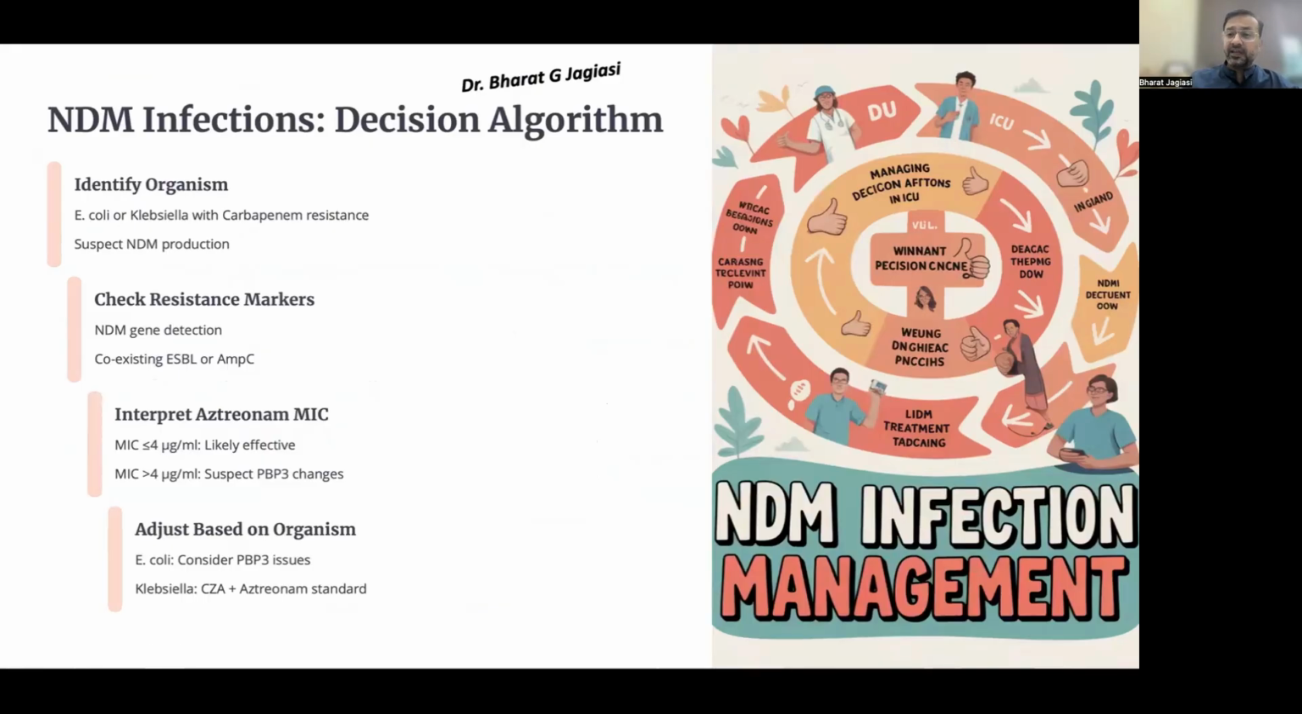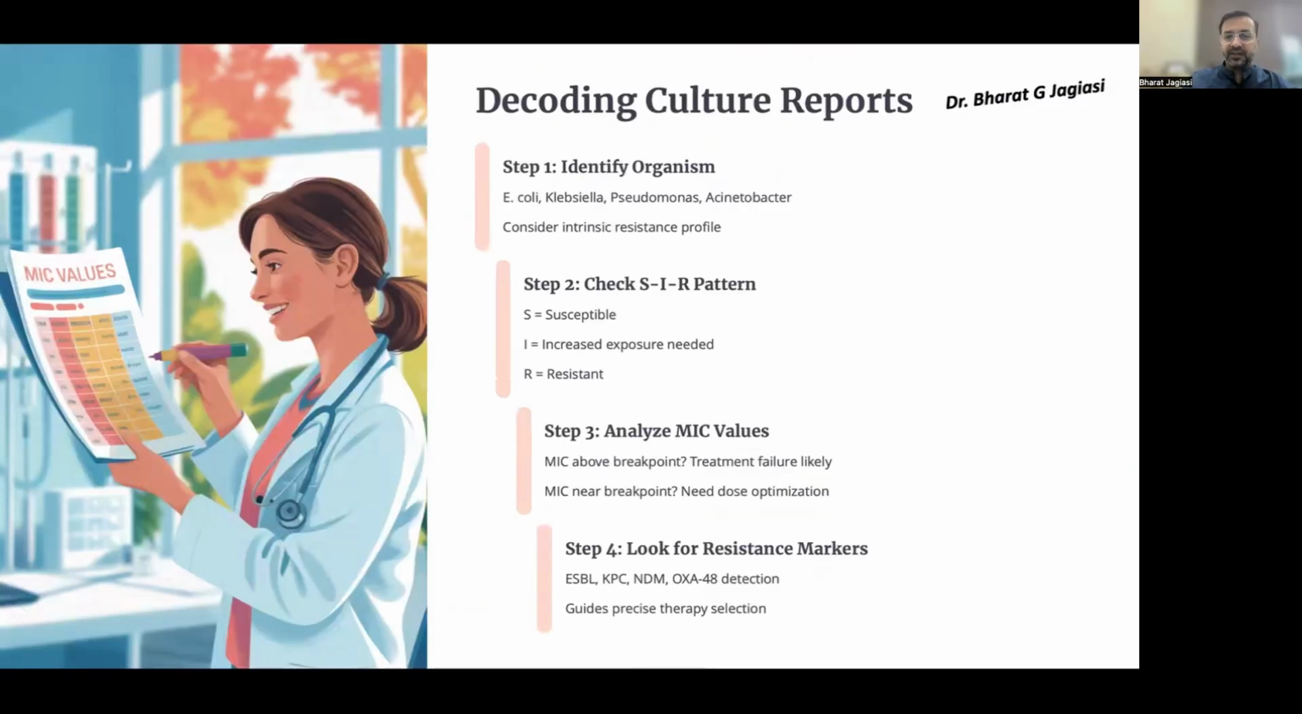So this is the NDM infection algorithm. Decision algorithm: identify the organism, whether it's E. coli or Klebsiella, with carbapenem resistance. The moment you see there's carbapenem resistance, of course suspect NDM production. Check resistance markers, maybe NDM gene detection or coexisting ESBL and AmpC. Interpret aztreonam MIC. If MIC is less than 4 micrograms per ml, aztreonam is likely to be effective. If MIC is more than 4 micrograms per ml, suspect PBP3 changes, especially in case of E. coli. And adjust based on organism. If E. coli, then consider PBP3 issues. If it's Klebsiella, then you can very safely use the standard aztreonam and avibactam combination.